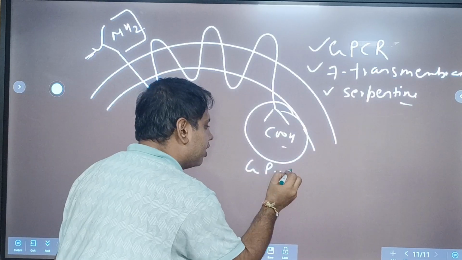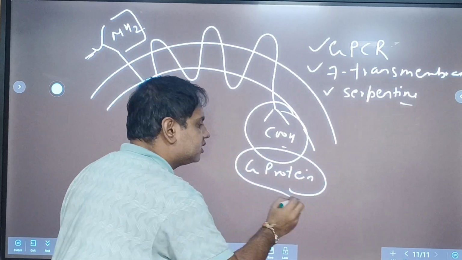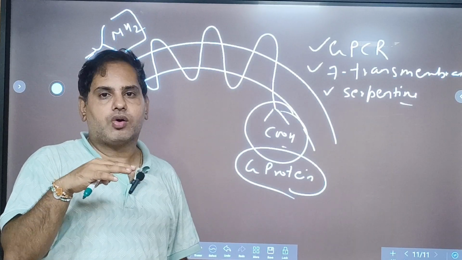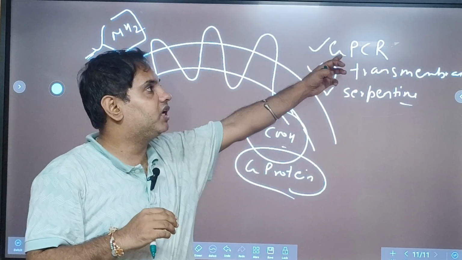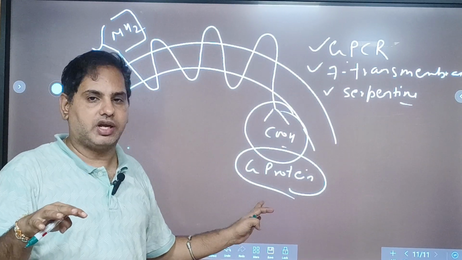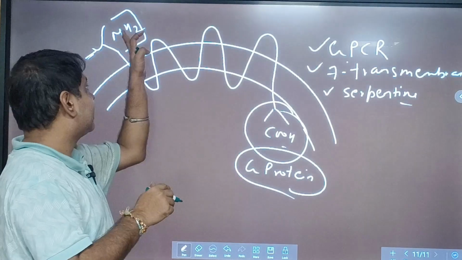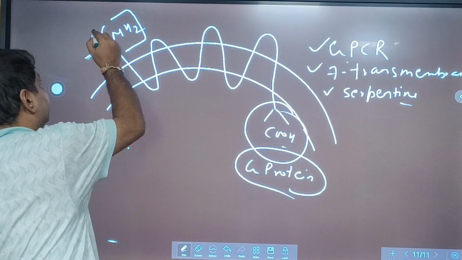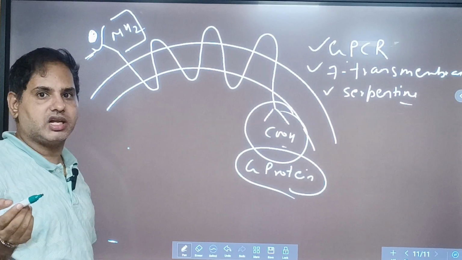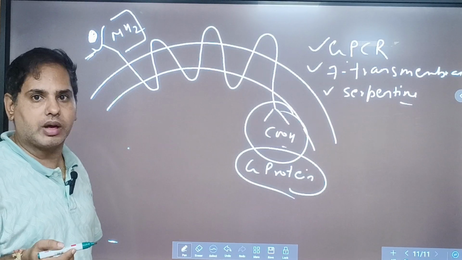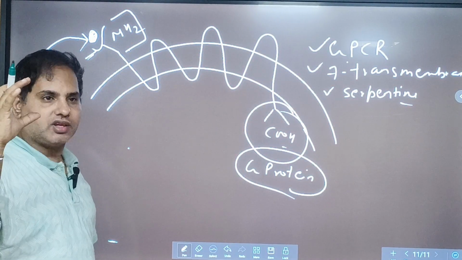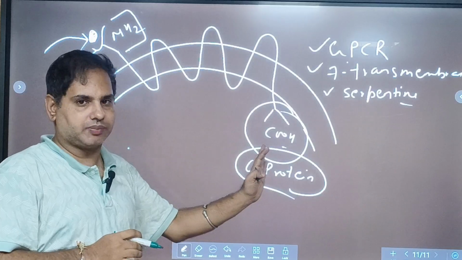So G protein is coupled, and due to coupling of the G proteins with the intracellular domain of the receptors, we call it a G protein coupled receptor. This one is the extracellular domain where ligand will bind. This is a ligand binding domain, and the ligand in this case will be your sympathomimetic drugs. Ligand can be dopamine, ligand can be dobutamine. So it will attach to the extracellular domain, the active site of the receptors, and activate these receptors.